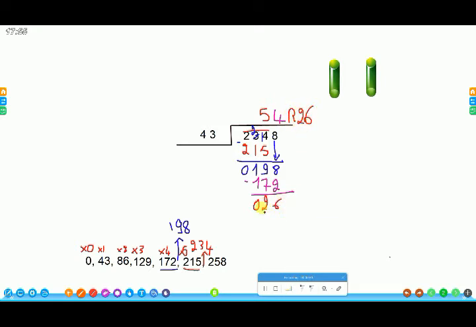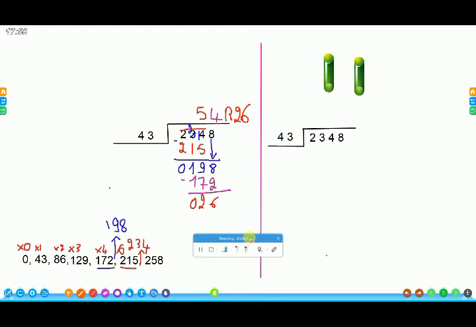Here I don't continue the division. I don't divide 26 by 43 because the 6 is not slided. No, it's part of the remainder, and my division has ended. Now let's solve this same division operation, but using the estimation method.